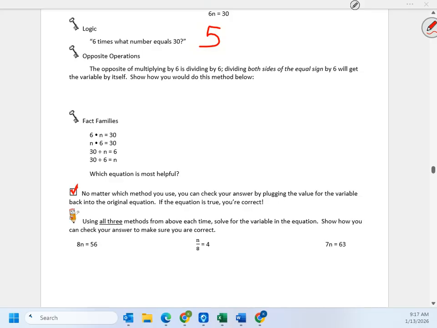Doing the fact family, we have that 6 times n equals 30. Remember, with multiplication, you can flip it. n times 6 equals 30. Or we're going to do the opposite.